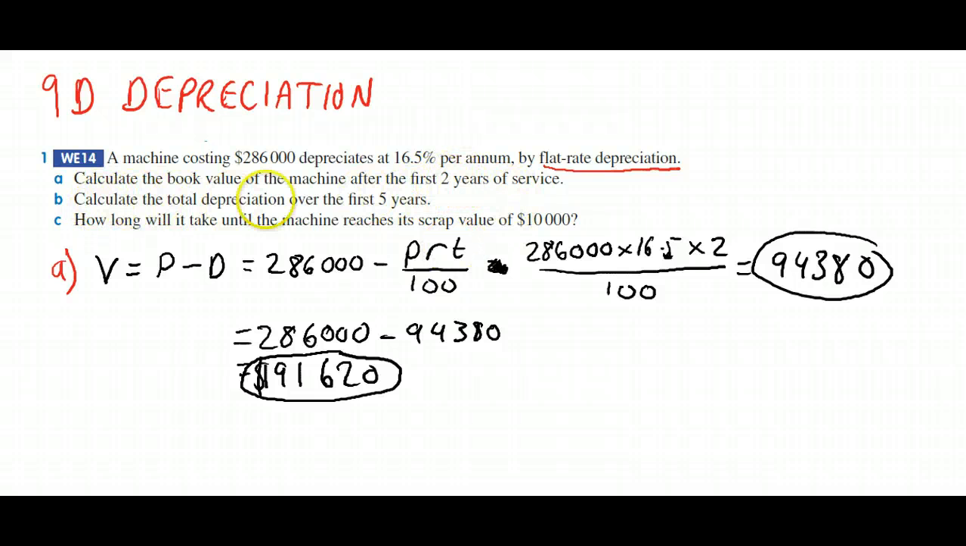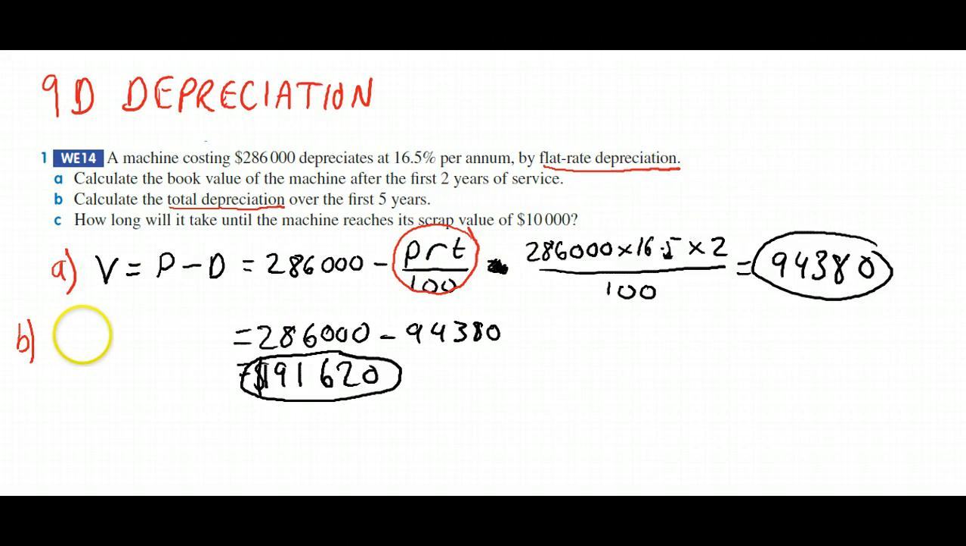In the next one, calculate the total depreciation over the first 5 years. Notice with this question, we're not being asked to work out the book value this time. We're being asked to work out the total depreciation. So we don't have to do V equals P minus D. All we've got to do is the depreciation, which is that bit there.